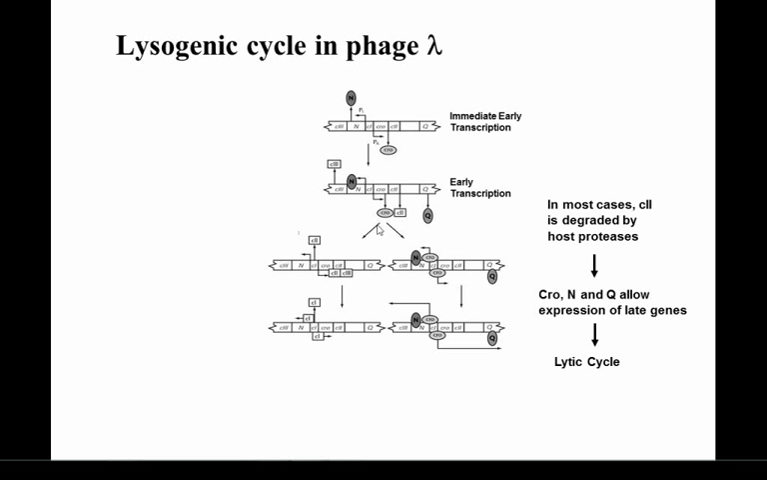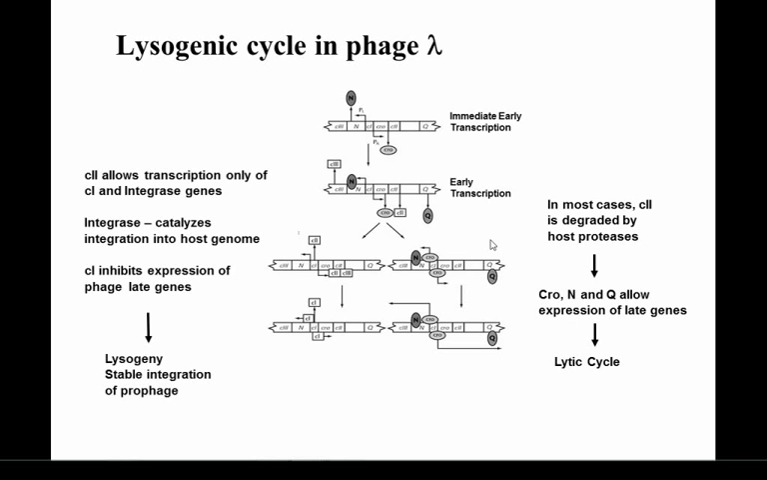So you only have CRO, and N and Q, and this will allow progression through the lytic cycle. But in some cases, C2 will persist. What it's going to do is allow transcription of the integrase gene, so the phage genome is integrated into the bacterial chromosome. And then it allows expression of C1. C1 is going to shut down the expression of the late genes, so the phage doesn't lyse the host cell.